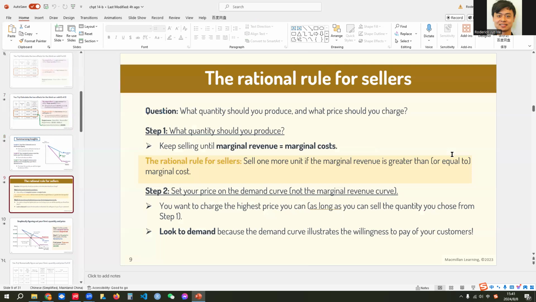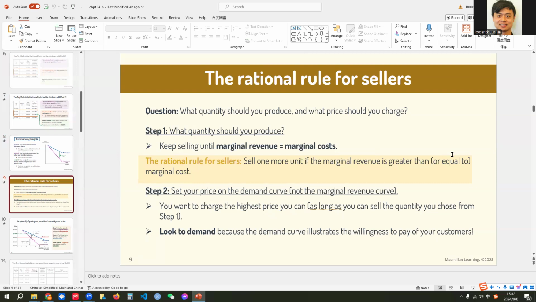Now, the third one, the rational rule for sellers. What quantity should you produce and what price should you charge? Step one is we find the quantity that we should produce as a firm, which is to sell until marginal revenue equals marginal cost. This is again the marginal rule, the rational rule for sellers, which is to sell one more unit if its marginal revenue is greater than or equal to marginal cost.